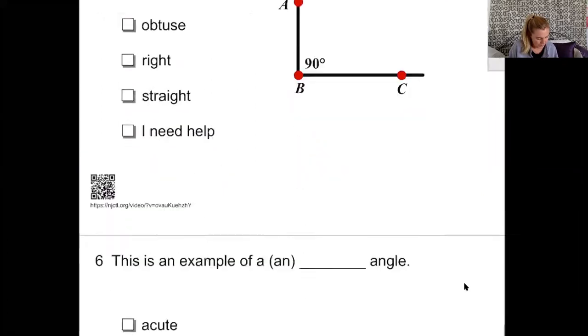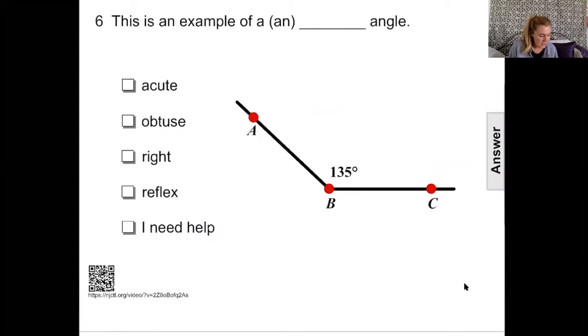Nope. All right. Question 6, this is an example of a blank angle. So looking at this, I'll have her explain it just so you don't have to listen to my voice this whole video.